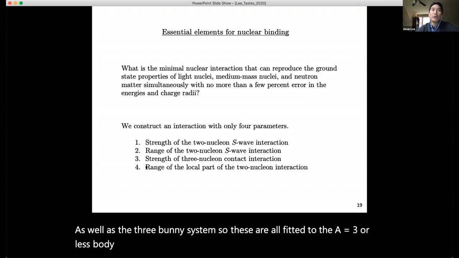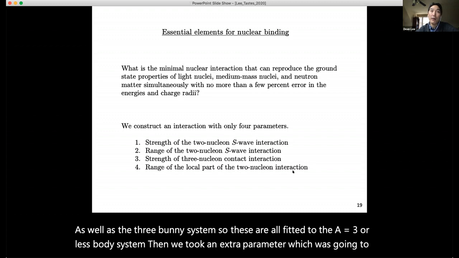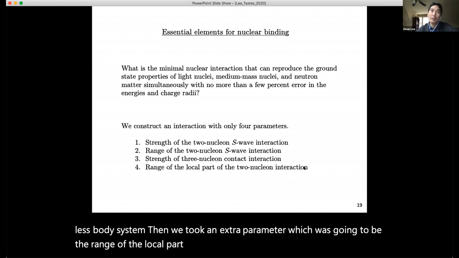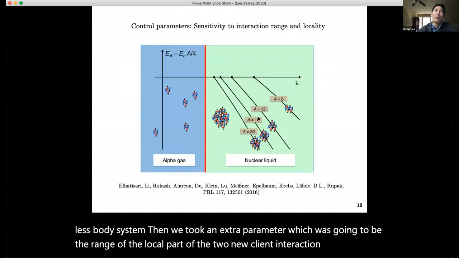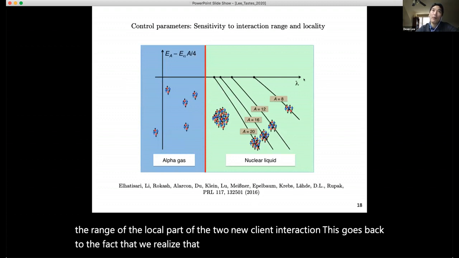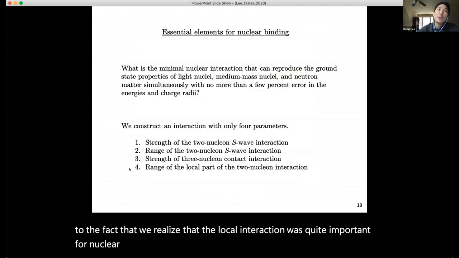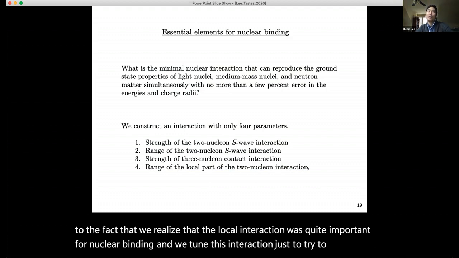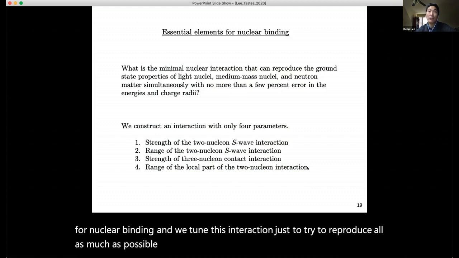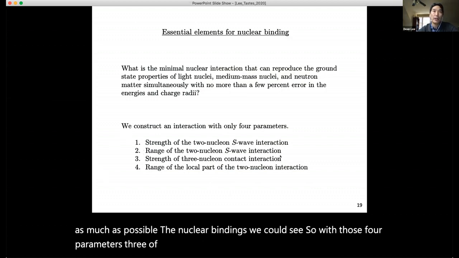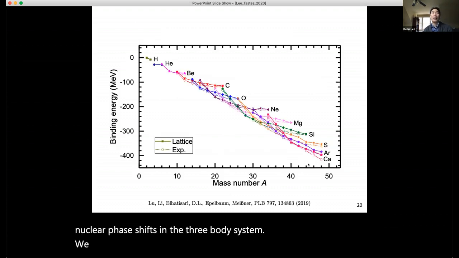Then we took an extra parameter, which was going to be the range of the local part of the 2-nucleon interaction. This goes back to the fact that we realized that the local interaction was quite important for nuclear binding. And we tuned this interaction just to try to reproduce as much as possible the nuclear bindings we could see. So with those 4 parameters, 3 of which were tuned only to nucleon-nucleon phase shifts in the 3-body system, we fitted about 84 or so different nuclei.